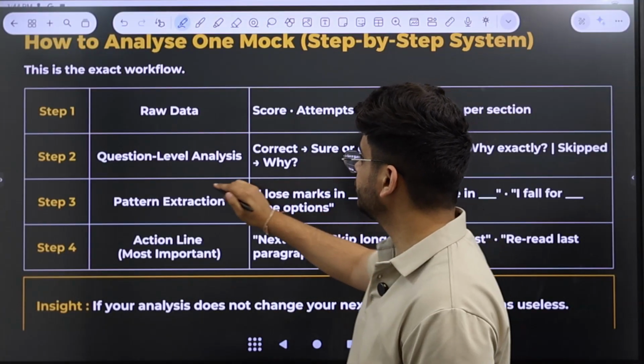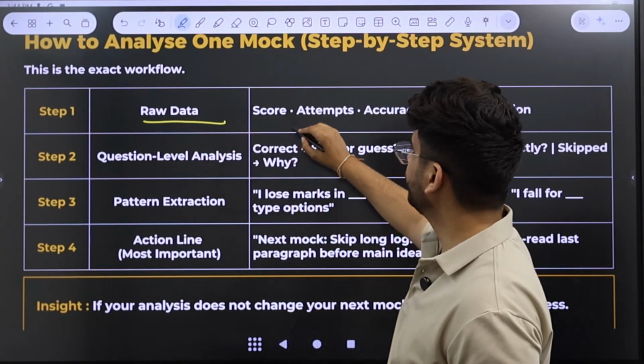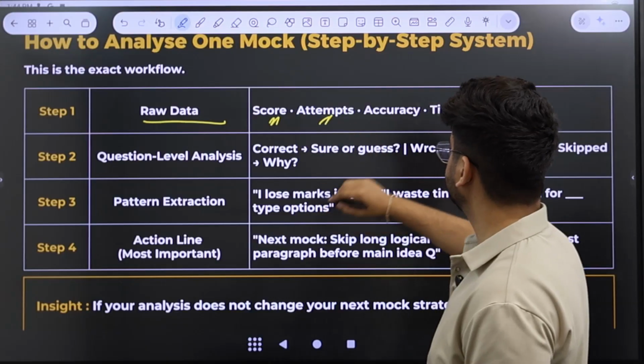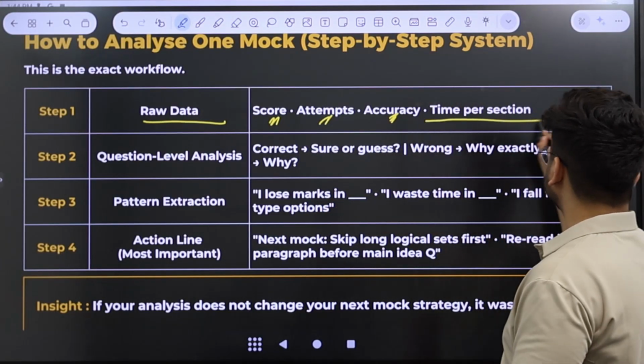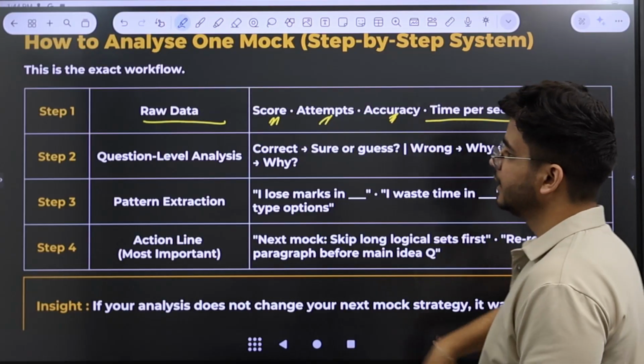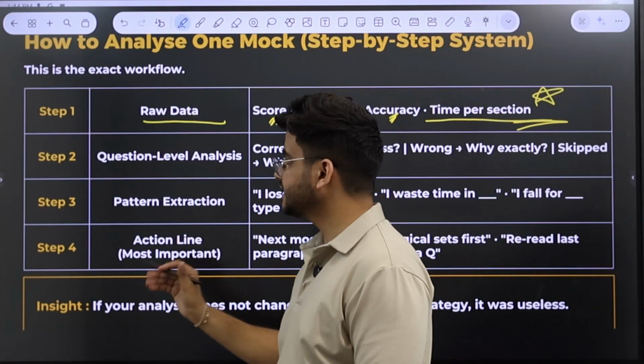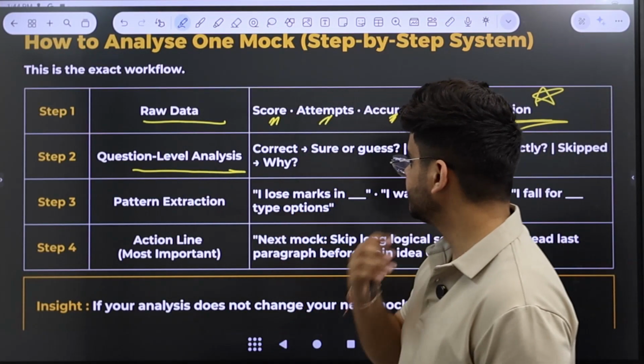So step 1 should be to put in the raw data. What is your score? What is your attempts? What was the accuracy? Was it 50%, 60%? And what was the time per section? Very important. Now moving on to the question level analysis of each and every section.